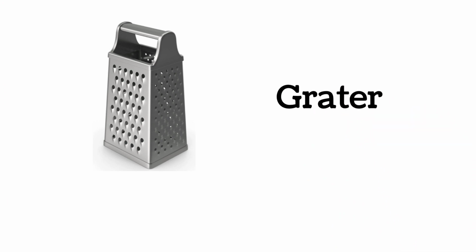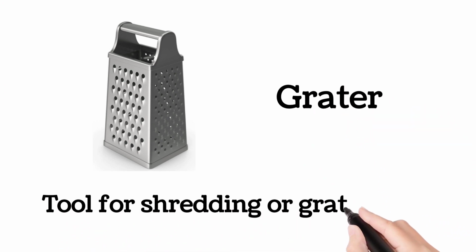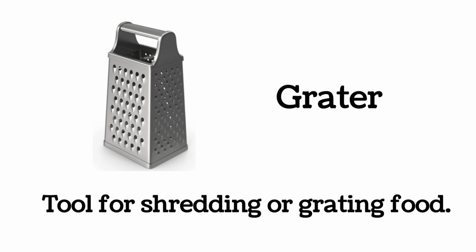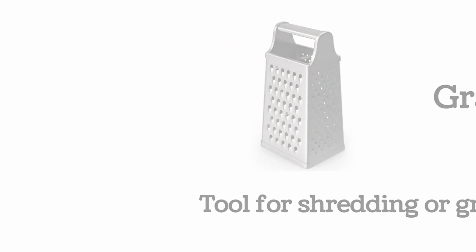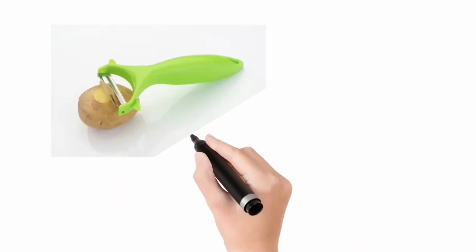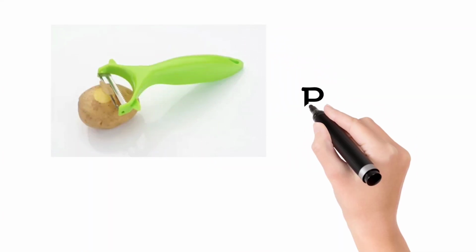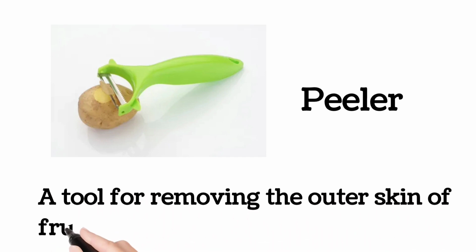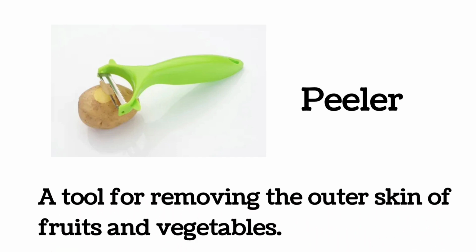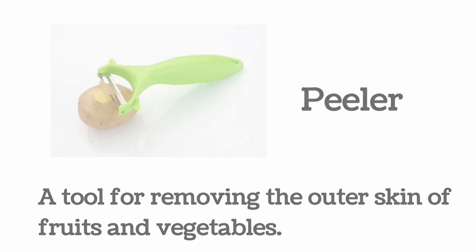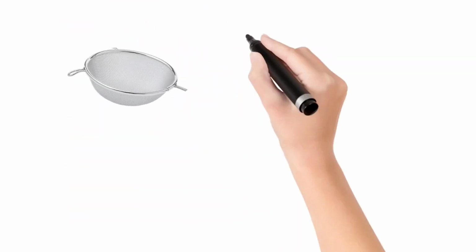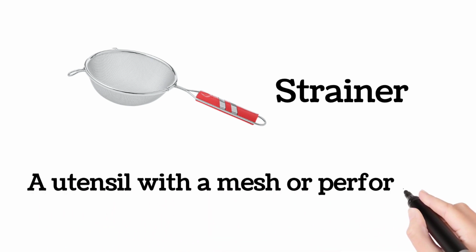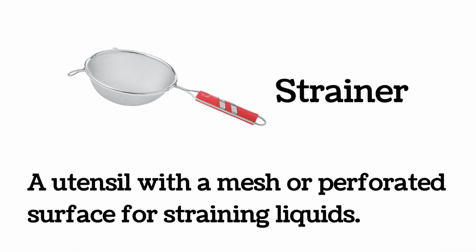Grater. A tool for shredding or grating food. Peeler. A tool for removing the outer skin of fruits and vegetables. Strainer. A utensil with a mesh or perforated surface for straining liquids.